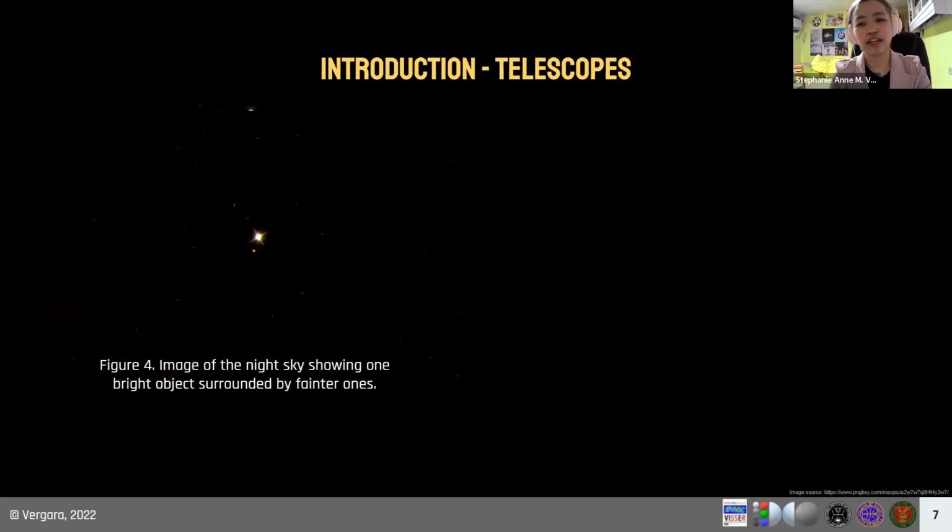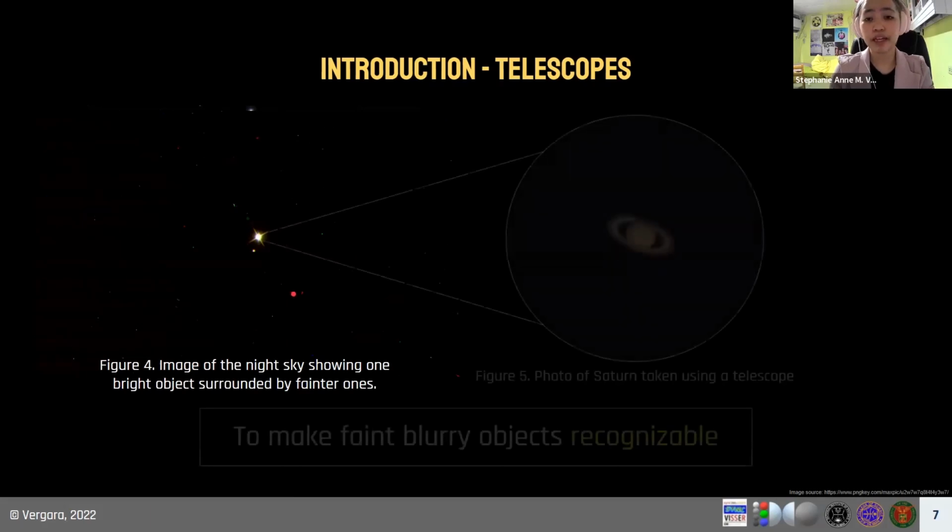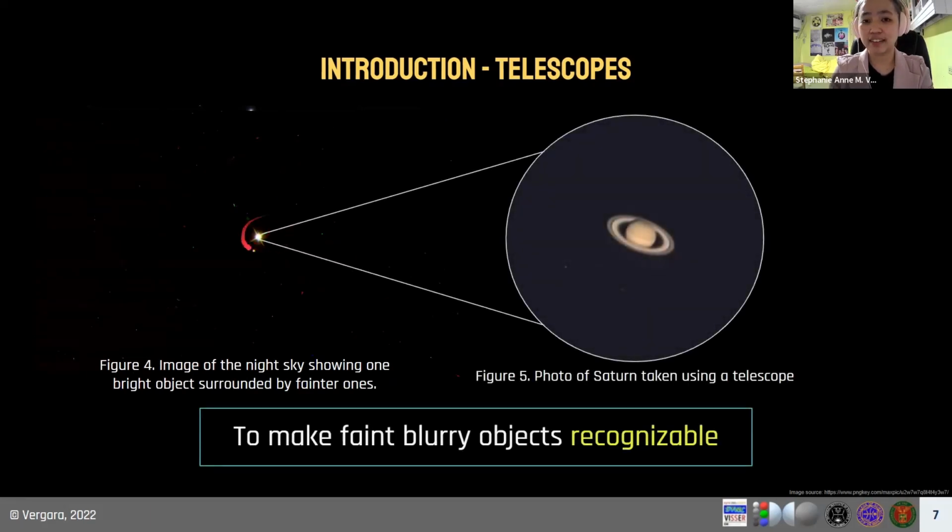Another example of a telescope's use is illustrated here. Figure 4 shows an image of a bright object in the night sky. But when you look at it with a telescope, you will be able to recognize this object as Saturn. So in other words, a telescope can make faint, blurry objects recognizable.